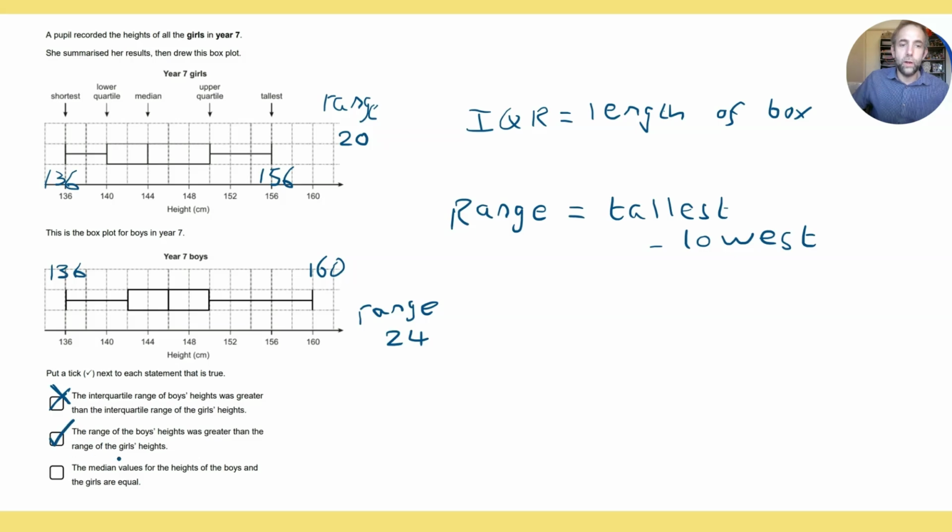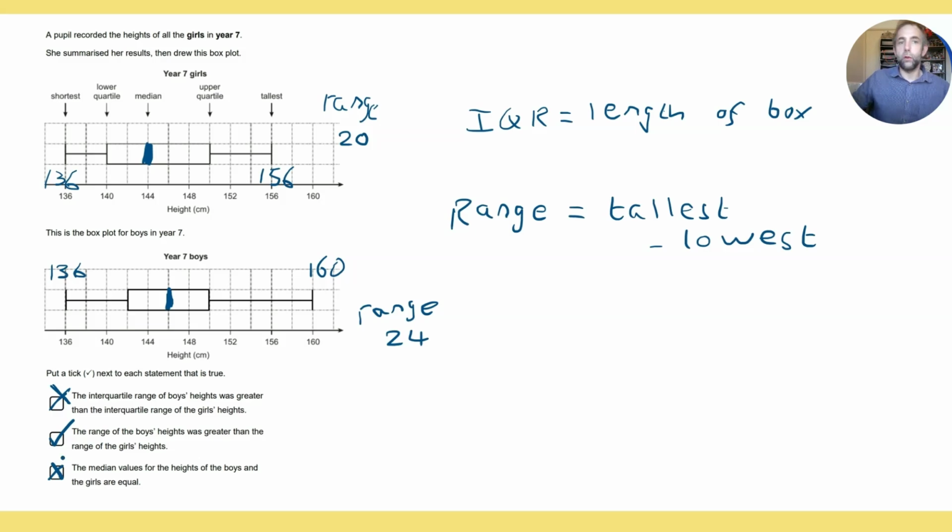And then the last one, it says the median value for the heights of the boys and the girls are equal. So the median is represented by this line here. So the median for the girls is 144, whereas the median for the boys is this number here, which would be 146. So that statement is not true.